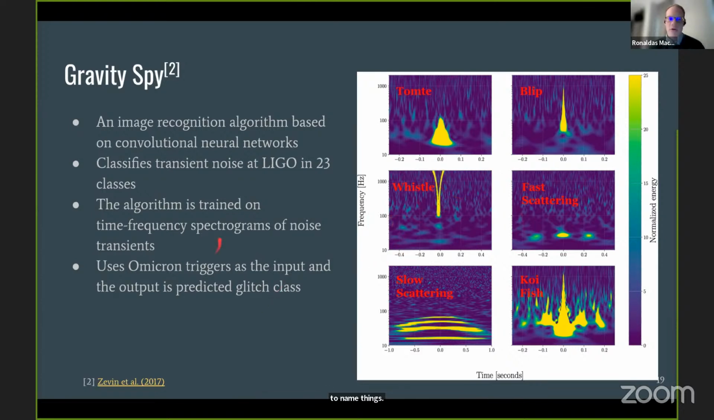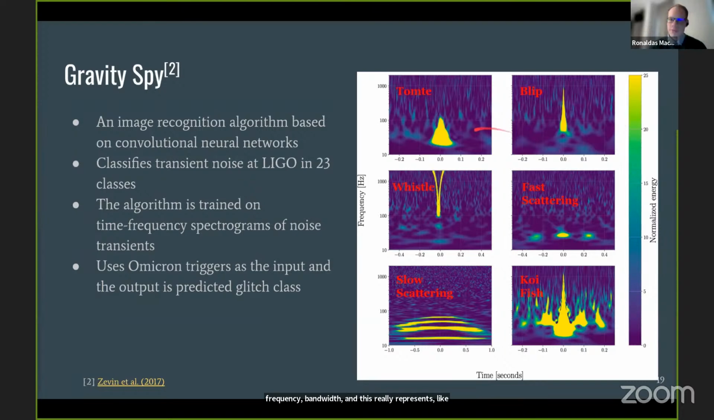Basically, this algorithm is trained on the time-frequency spectrograms of the noise transients, really just like these Q-transforms. For the input, we are using Omicron triggers, and for the output, we're saying please classify these glitches into, for example, 23 classes. Here you can see that it is able to classify these different glitches, and then humans just name them. This is how a blip glitch looks. As I said, it is a very short duration and high frequency bandwidth glitch, and it really resembles a high mass binary black hole event.